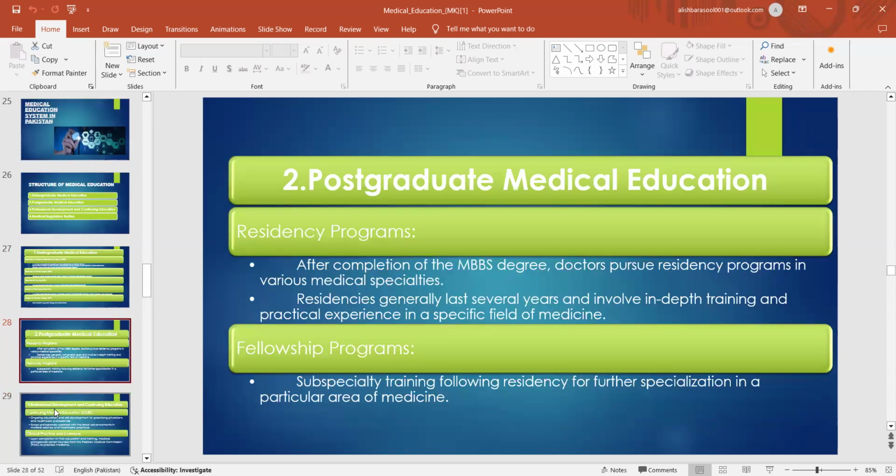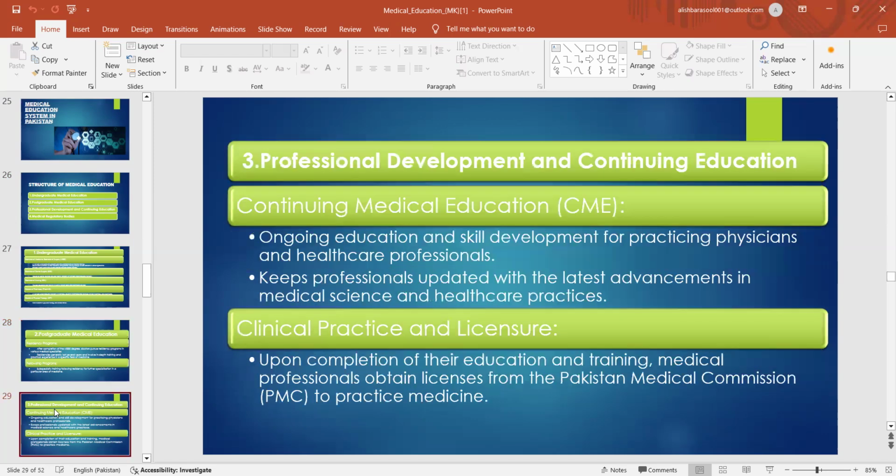Postgraduate medical education, residency programs. After completion of the MBBS degree, doctors pursue residency programs in various medical specialties. Residencies generally last several years and involve in-depth training and practical experience in a specific field of medicine. Fellowship programs, subspecialty training following residency for further specialization in a particular area of medicine.